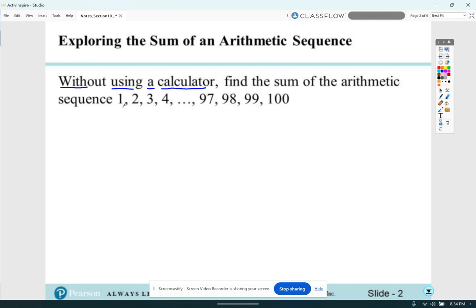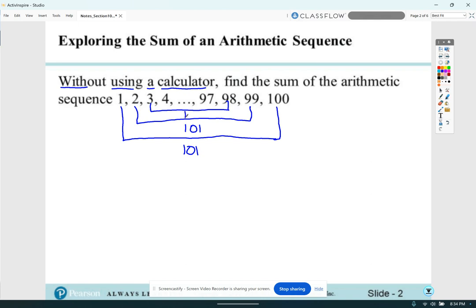His strategy was maybe similar to what you might have come up with: to add the first term and the last term. In this case, 1 and 100, and we get 101 when we add those together. Then he added 2 plus 99 and also got 101, 3 plus 98 and got 101. He thought, I'll just continue to make pairings until I get to the middle two, and get 101.